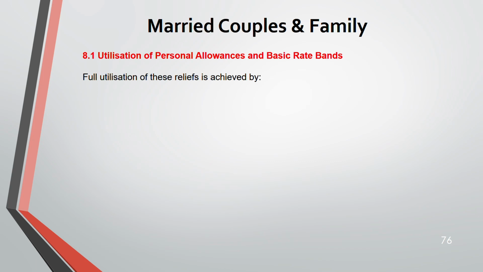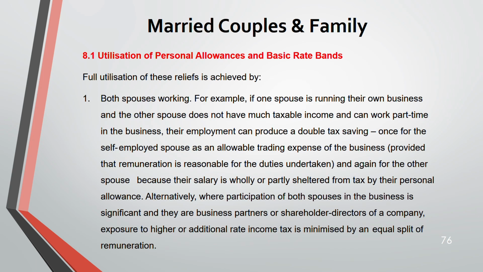Now, how do you utilize this? There are 3 ways you can utilize. First way, let's say both spouses are working. One spouse has his own business, and the other spouse does not have much taxable income. Therefore, she works part-time in the business. So what happens because of this? If they take their spouse into the business as an employee, it can save tax. It's a double tax saving. How?